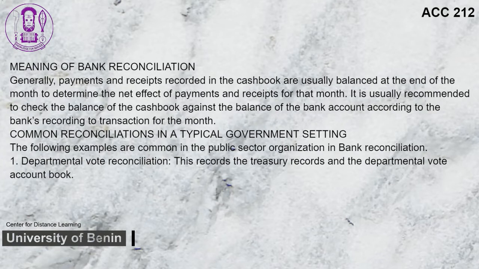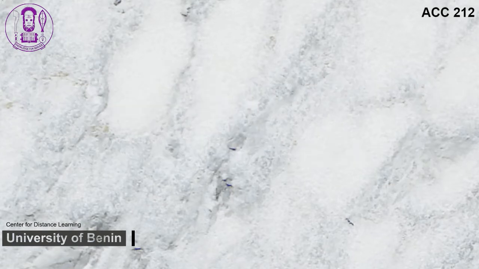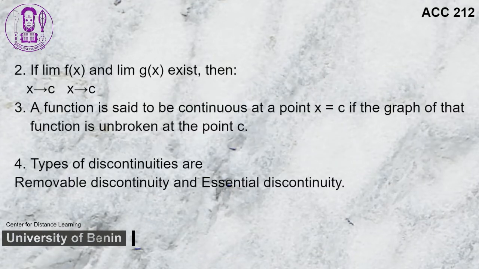Common reconciliations in a typical government setting. The following examples are common in public sector organizations and bank reconciliation. 1. Departmental vote reconciliation. This reconciles the treasury records and the departmental vote account book. 2. Loan account reconciliation. This reconciles the book balance of the loan account of the creditor and the relevant book balance to eliminate the differences. 3. Service account reconciliation. This reconciles the actual consumption of service with the invoicing statement produced by the provider of such a service. 4. Bank reconciliation.